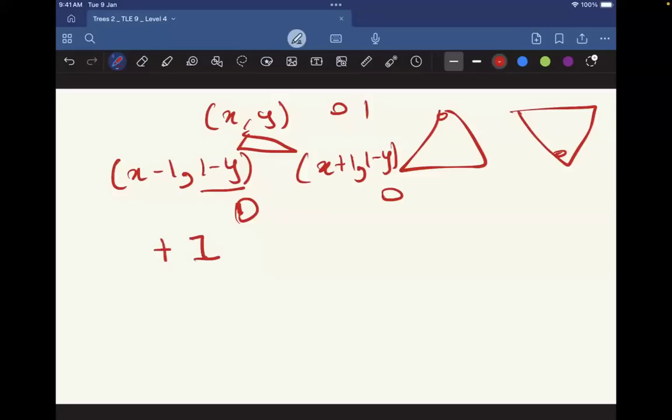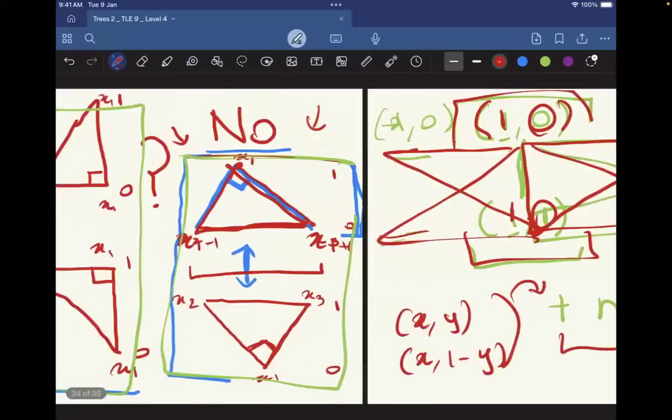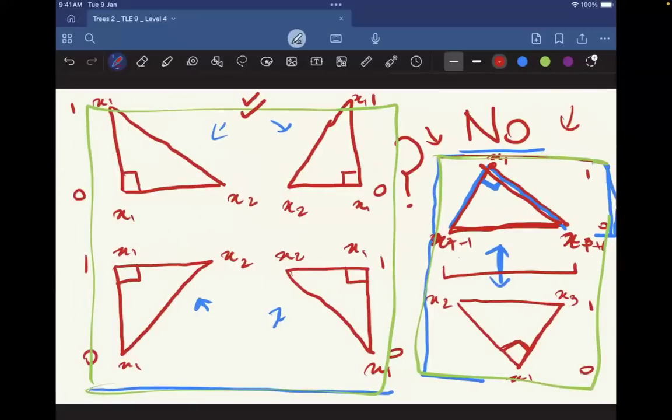Yes or no, guys? Tell me. Yes or no? Is this much clear? Let me take this one more time. These are the only 6 triangles we can take.